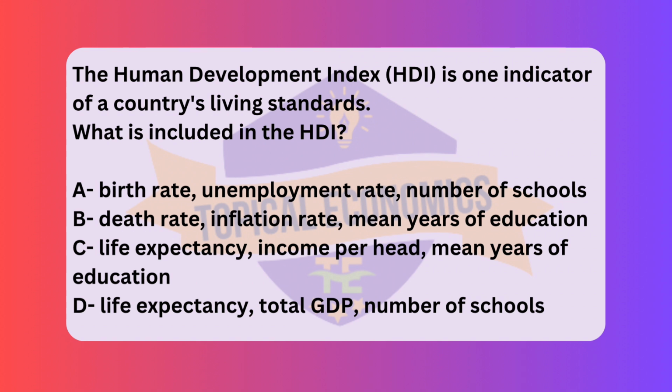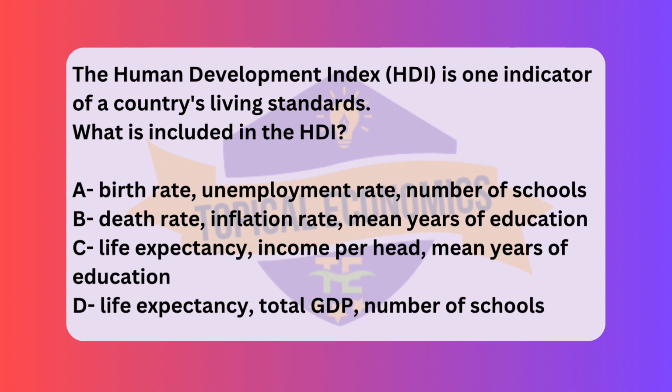Option A. Birth rate, unemployment rate, number of schools, is incorrect because birth rate and unemployment rate are not part of the HDI. Birth rate is a demographic indicator, while unemployment is a labor market indicator. The number of schools is also not used in the HDI. The HDI focuses on the broader indicators of health, education, and income rather than specific demographic or institutional factors.